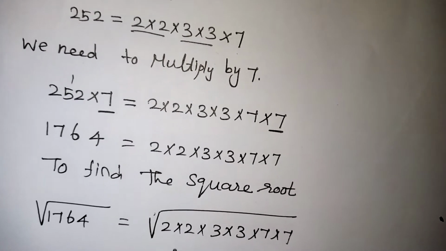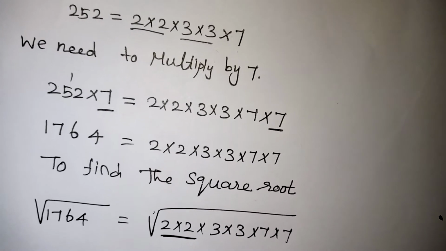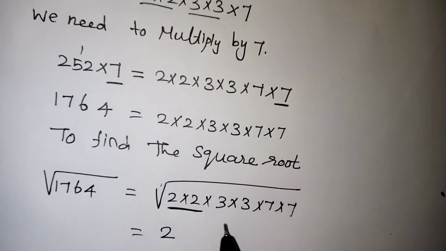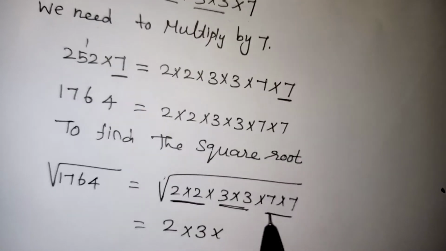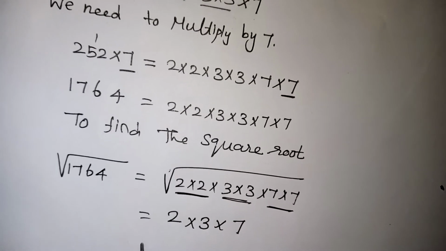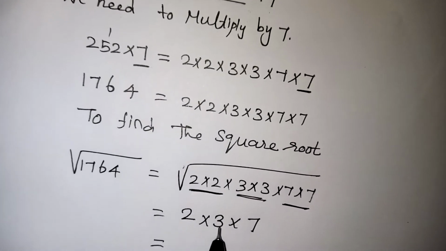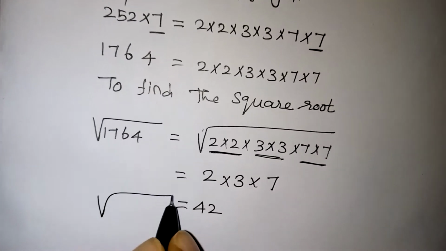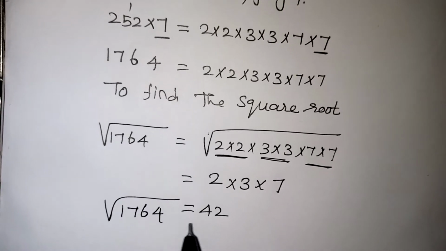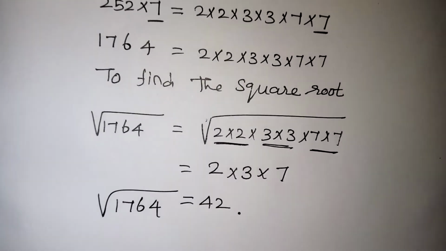Since it's a square root, if 2 numbers are repeated, 1 number will come out of the root. One 2 will come out. One 3 will also come out. One 7 also will come out of the root. So 2 3s are 6. 6 7s are 42. So the square root of 1764 is 42 only. So that is your solution, students.